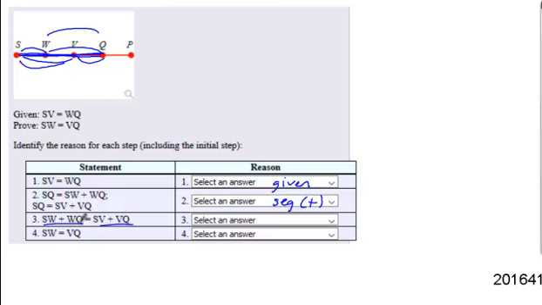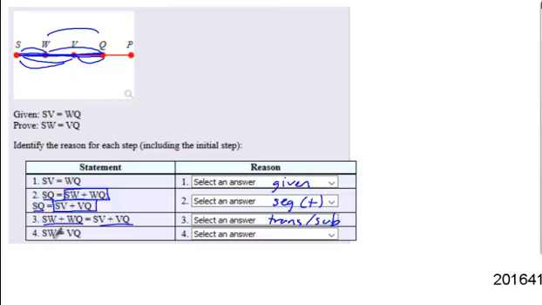So SW plus WQ exists right here. SV plus VQ exists right here. When we go back and look at those, are those set equal to the exact same thing? They're both set equal to SQ, the exact same thing. So if two things are equal to the same thing, they're equal to each other. That is the transitive property. Transitive property is always also substitution.